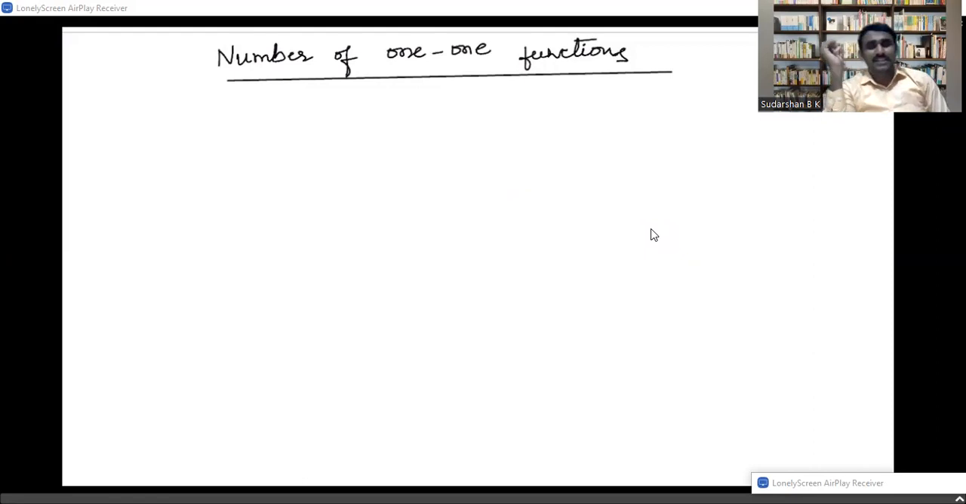Hello everyone. So in today's session, we are going to learn how to find the number of one-to-one functions. Before we start finding the number of one-to-one functions, let us see what is a one-to-one function.